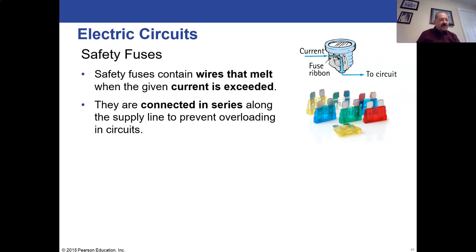And these used to be used in houses all the time. These have been replaced with circuit breakers, which I'll mention in a second. But we still use fuses in a lot of smaller devices. We might use them in power strips. We certainly still use them in cars.